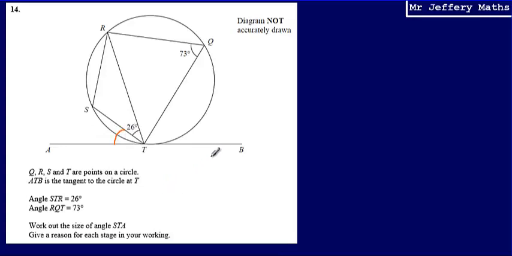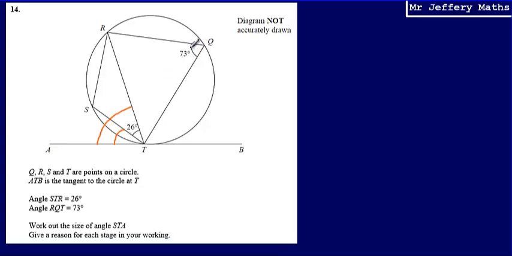Now the first thing that I should spot here is that I've got a triangle, RQT, which is touching the tangent. Now when I see that situation, a triangle which touches the tangent, I should immediately be thinking of the alternate segment theorem. And what the alternate segment theorem states is that the angle that is trapped between the chord, so this angle that I've marked, between the chord RT and that tangent is equal to the angle in the alternate segment, so this angle just here.